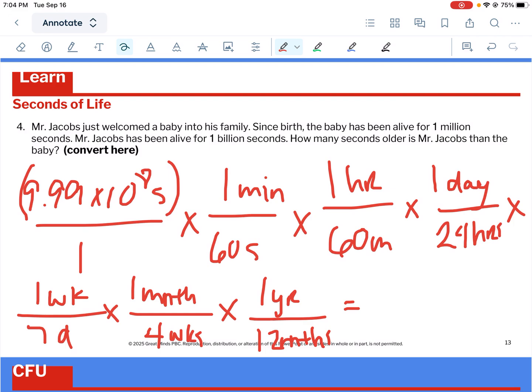I'm plugging in my division, opening my parentheses. I put in 60 times 60 times 24 times 7 times 4 times 12. If you're doing it along with me, fantastic. Hopefully you are, because then you would have gotten in decimal form 34.412. But I'm just going to round that down a little bit to 34.4 years. That's the answer.